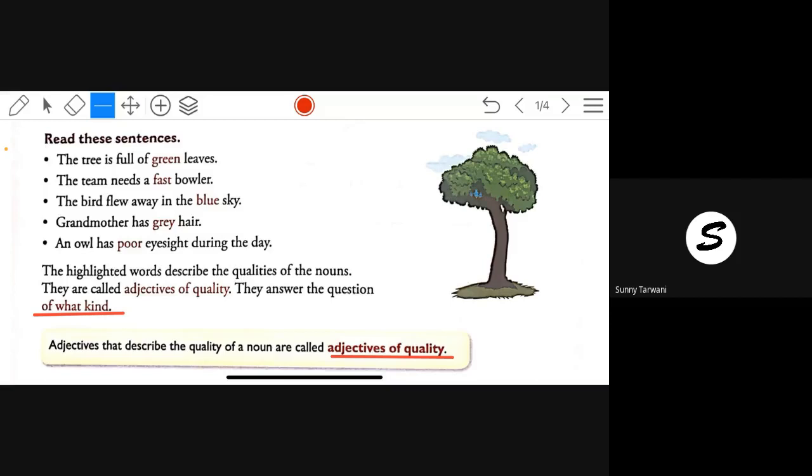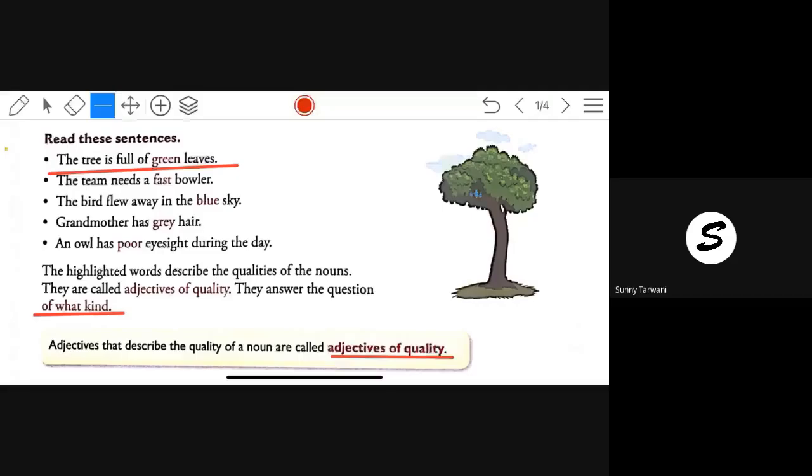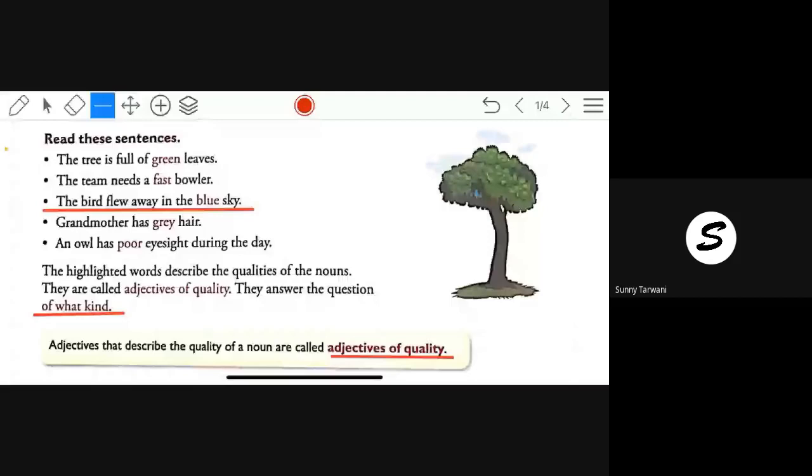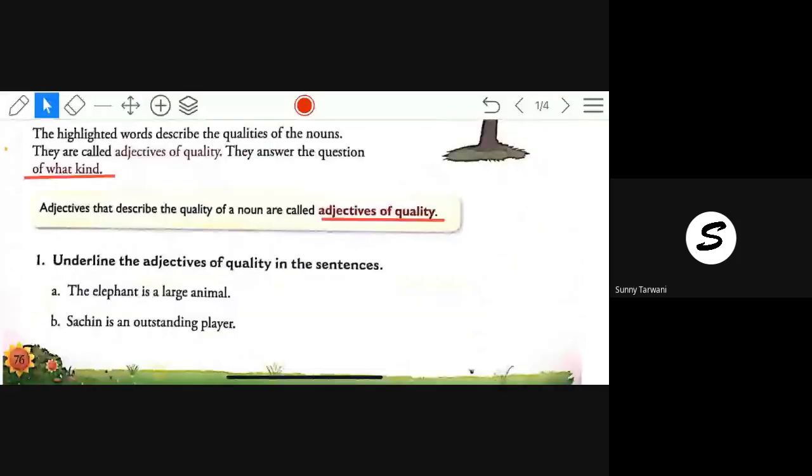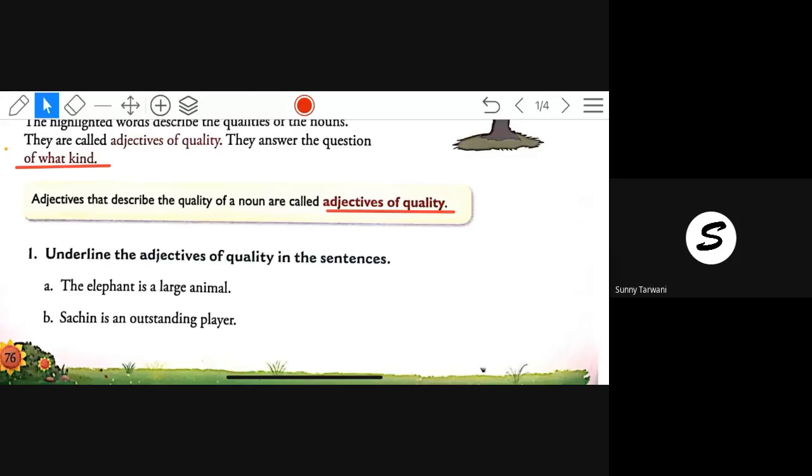See, the first example they have given. The tree is full of green leaves. What kind of leaves? Green leaves. That question you have to ask. The team needs a fast bowler. What kind of bowler does the team need? Fast bowler. The bird flew away in the blue sky. What kind of sky? Blue sky. So when you ask the question of what kind, you will get the answer for adjective of quality. I have already explained it while showing the slides. So we'll underline the adjectives of quality in exercise 1.